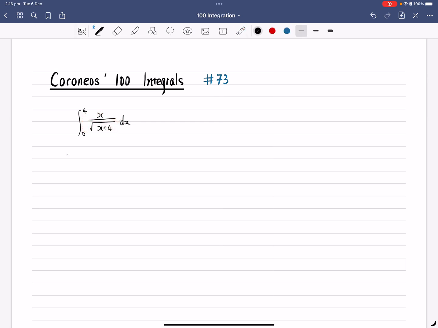Alright, so for this question, the approach is to use algebra manipulation to change this fraction. I'm going to make the numerator equal to x plus 4. So I'll just do x plus 4 minus 4 over the square root of x plus 4. Once this is done, I'm going to separate that into two fractions. You can see now with the second fraction, the power of the numerator has just become 0.